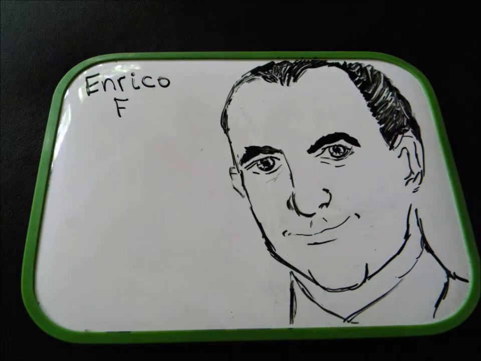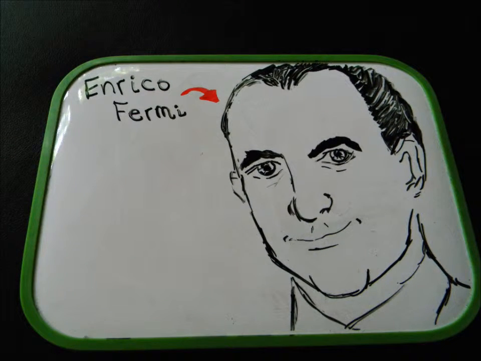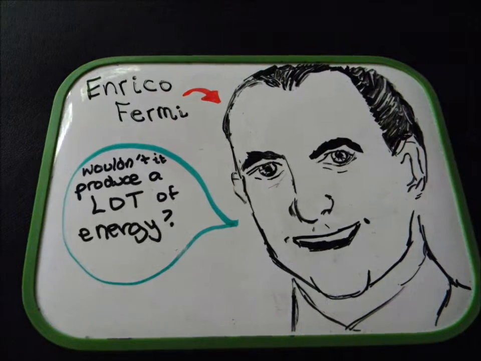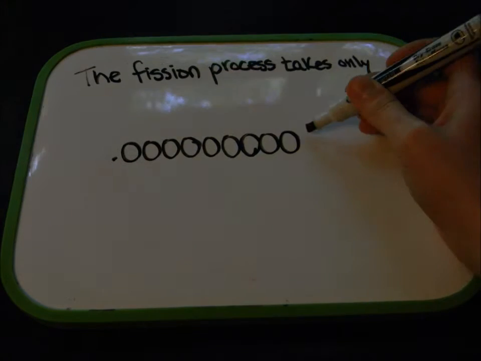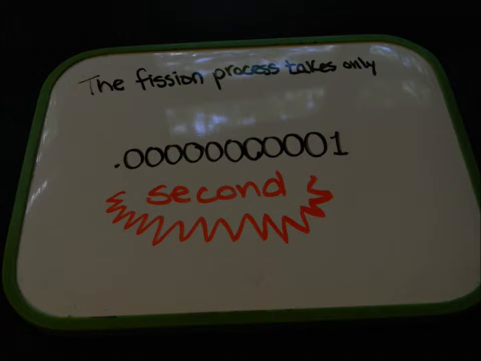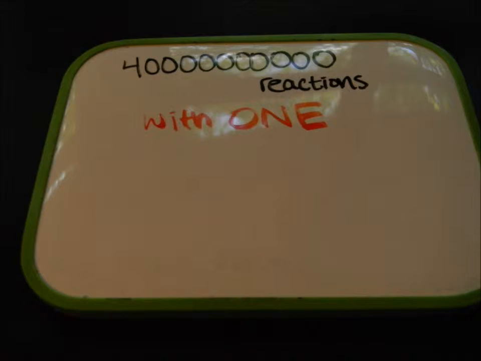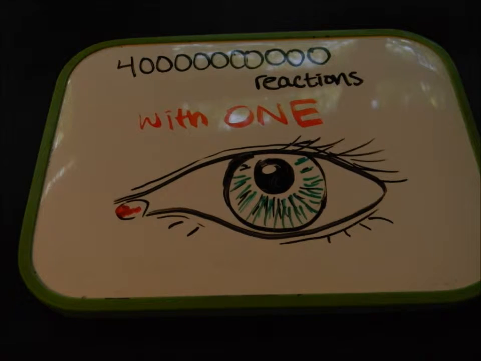Enrico Fermi, an Italian physicist who won the Nobel Prize for Physics in 1938, wondered if splitting the uranium atom could spark a chain reaction and produce an enormous amount of energy. He was correct in his assumptions and went on to work for the Manhattan Project during World War II alongside other famed scientists like Einstein. The fission process in U-235 takes 1 × 10^-11 seconds, which means that 40 billion fissions can occur in the time it takes you to blink.